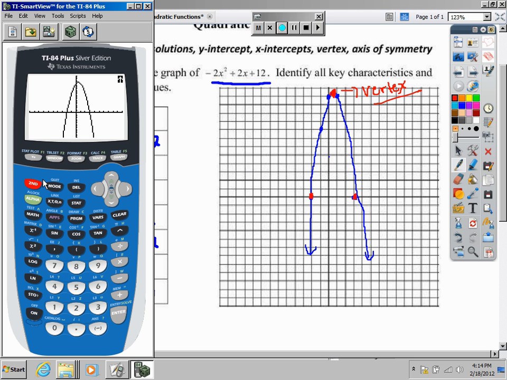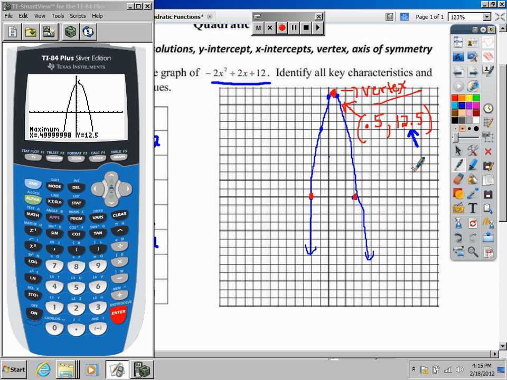So to compute my vertex, I go back to the calculator. And there's a special way to do that. All you have to do is go second trace. So second trace, which is in the calculate, there's a maximum function, number 4. So I select that option. I have to move my cursor to the left of where the max occurs, and I hit enter. Then I move my cursor to the right of where the max occurs, and I hit enter. Back up just slightly and hit enter, and that gets me my maximum value. So the vertex is going to be 0.5, comma 12.5.